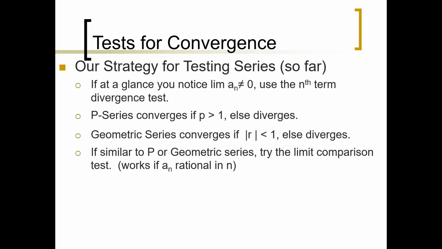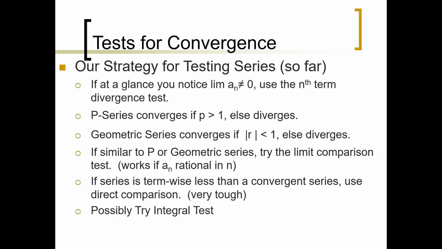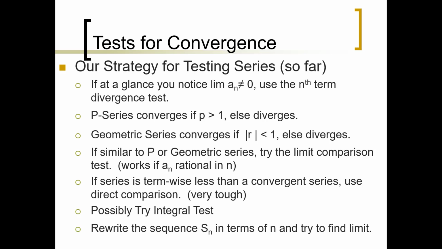If it's similar to a p-series or a geometric series, by removing terms, then I try the limit comparison test. If that isn't useful, like if there's a factorial in it, then I might try comparing the series term-wise by using some kind of convergent series or divergent series and aim to use the direct comparison test. If I absolutely have to, and I've gotten this far, I'll try the integral test. And as a method of last resort, I'll try rewriting the sequence of partial sums in terms of something so that I can get a formula for the sequence of partial sums in order to find the limit directly.